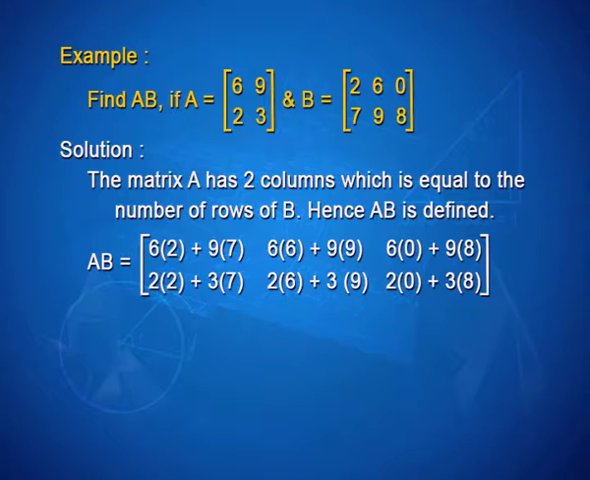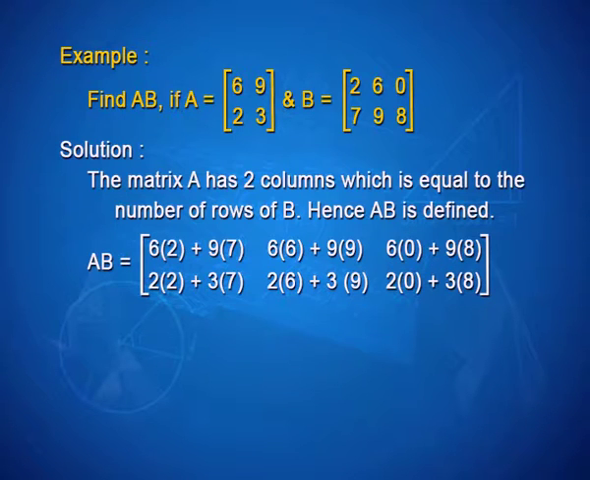Similarly, multiplying elements of the first row with the second column will give us the second element of the first row, namely 6 into 6 plus 9 into 9. And for the third element of the first row, we multiply 6 into 0 plus 9 into 8. That means elements of the first row are multiplied with elements of the third column.